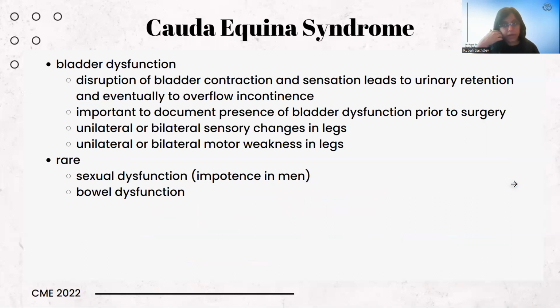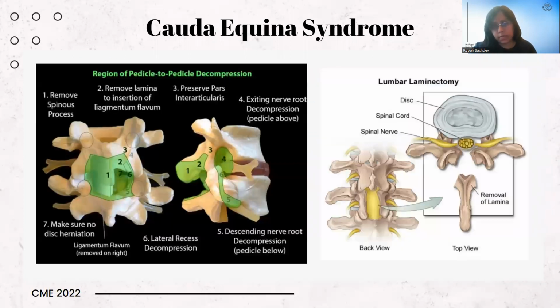Then the other symptom, because your nerves are involved, your nerves in that region supply your bladder. So your sensation to the urinary bladder will be affected, causing incontinence. As soon as the bladder fills, the patient will not be able to control the voiding, and it will cause overflow. So you can have unilateral or bilateral sensory changes in the legs, and you can have motor weakness. The rarer symptoms might be sexual dysfunction and bowel dysfunction.